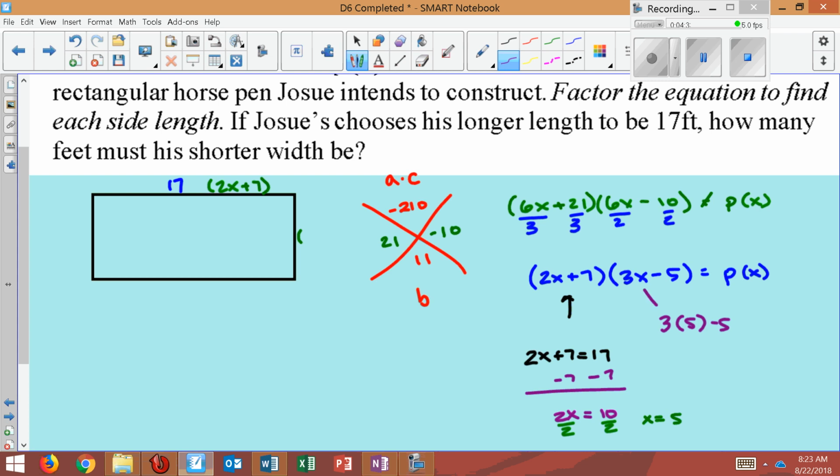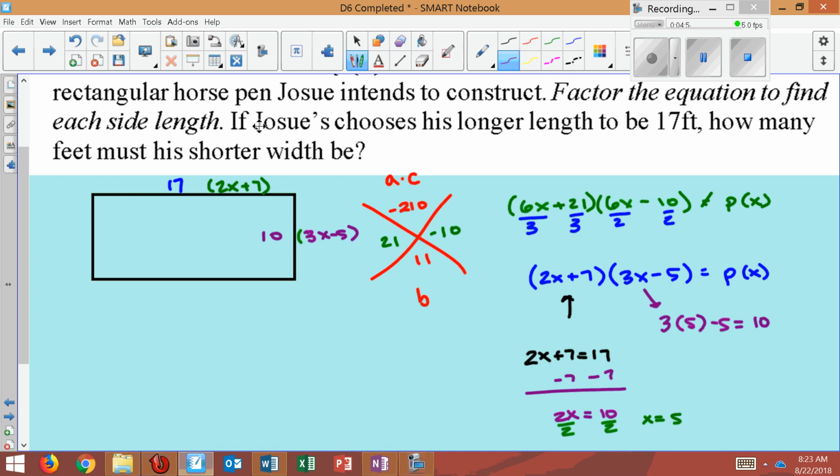So what did I do here? I'm plugging in 5. So 3 times 5 is 15, minus 5, I get 10. Perfect. That means this is, in fact, smaller, which means that side is 10, this is 17, so that we have an area of 170.